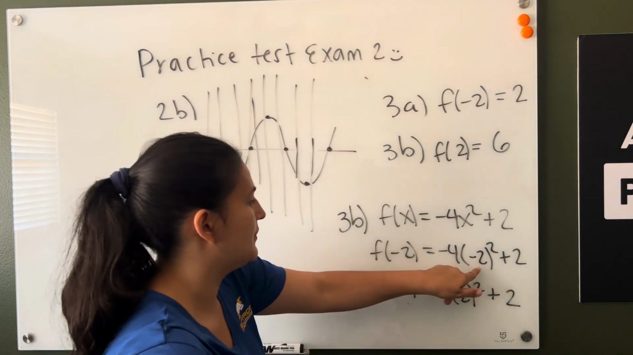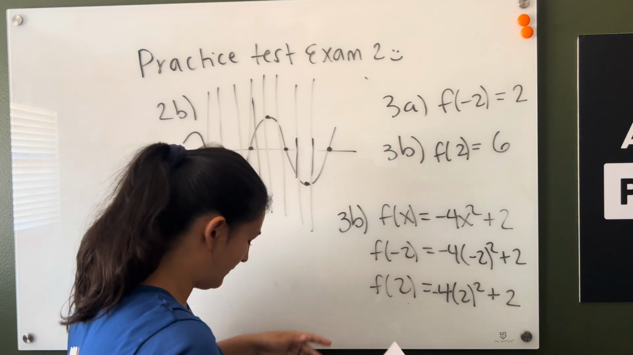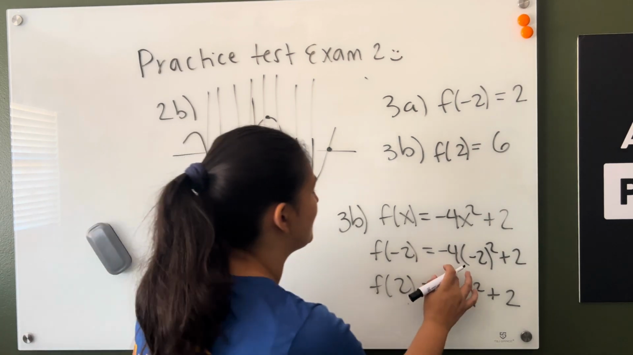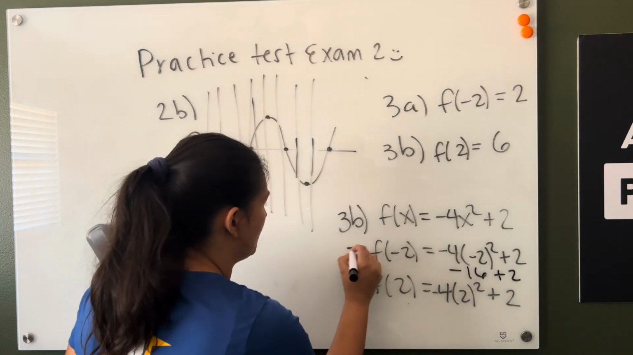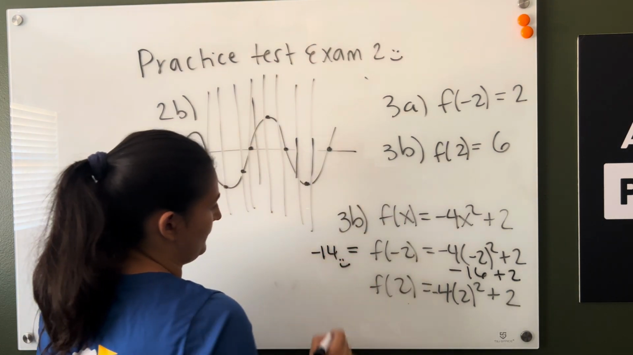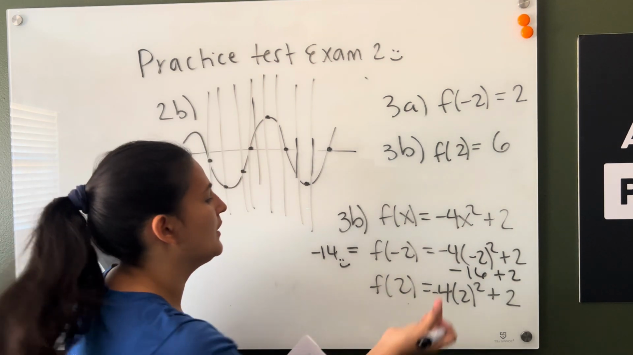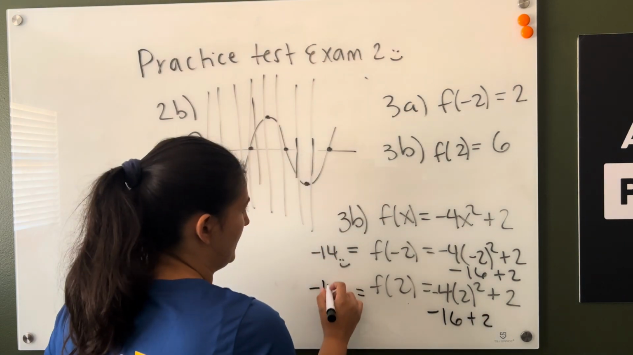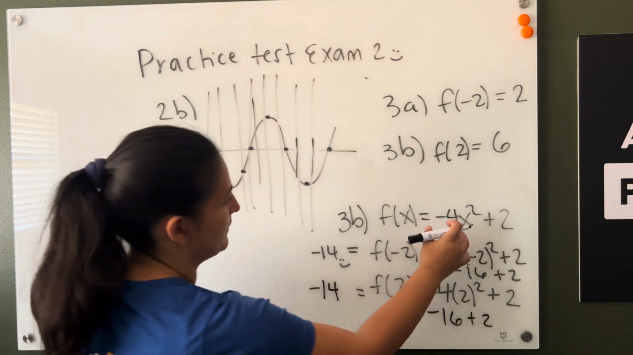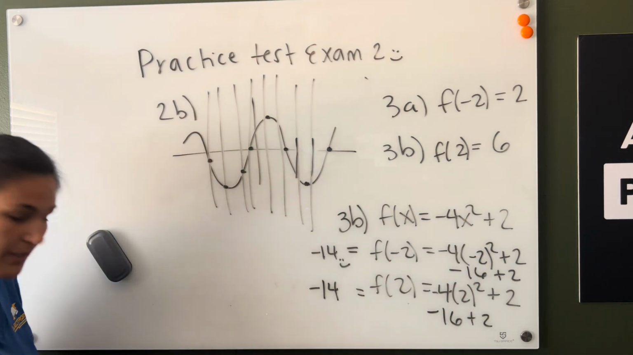Right, so this is -2 to the second power. So -2 times -2 is 4. -4 times 4 is -16, and then add 2. So this is going to be -14. And same thing for the bottom, because 2 squared is again 4. 4 times -4 is -16, add 2. Of course there's symmetry because this is a quadratic function, so this makes sense. Okay, but you're going to plug in any value.